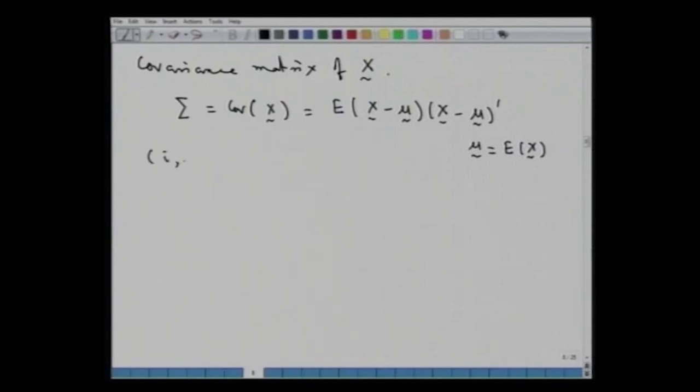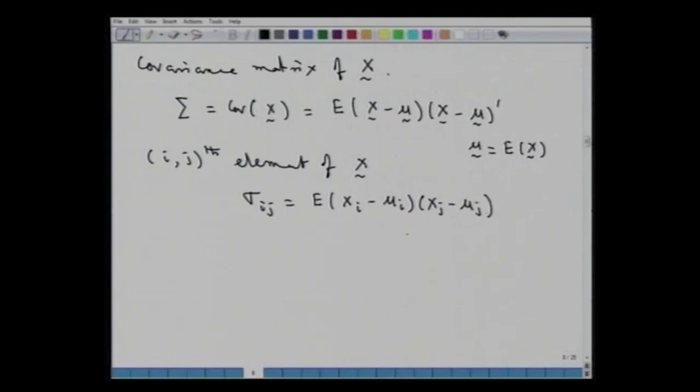Now, the ijth element in this covariance matrix of x is given by sigma ij, which is simply the covariance between the two random variables xi and xj. Let us denote by mu i the expectation of xi, and similarly mu j is the expectation of the xj component. So, sigma ij is the expectation of xi minus mu i times xj minus mu j. Now, this is the ijth element of this sigma matrix. The diagonal elements give us the variances of the respective components, which are p in number. So, this is just the variance of the ith component, which is the expectation of xi minus mu i whole square.